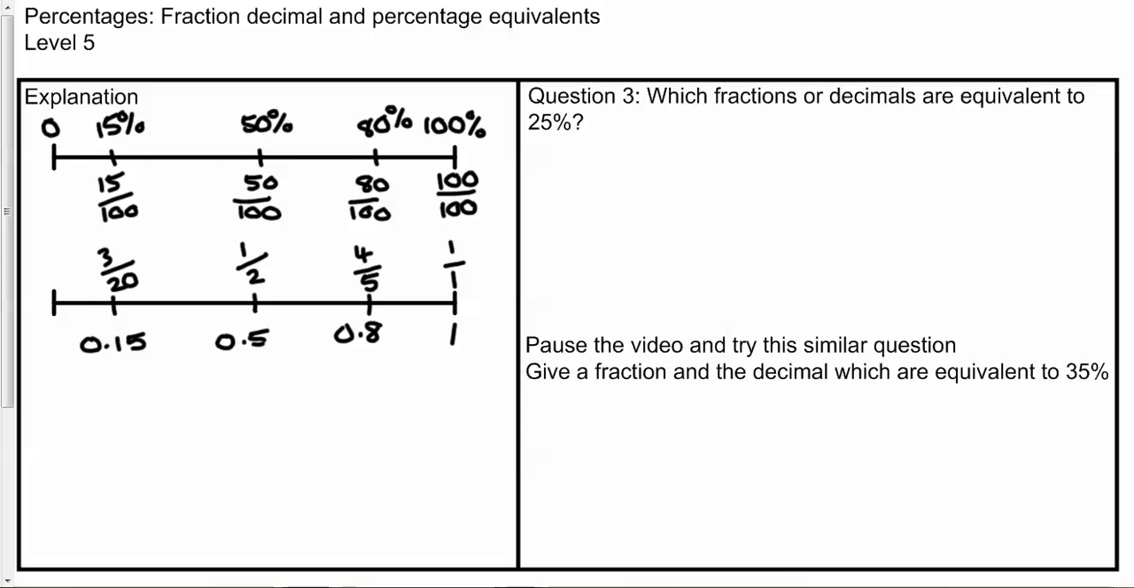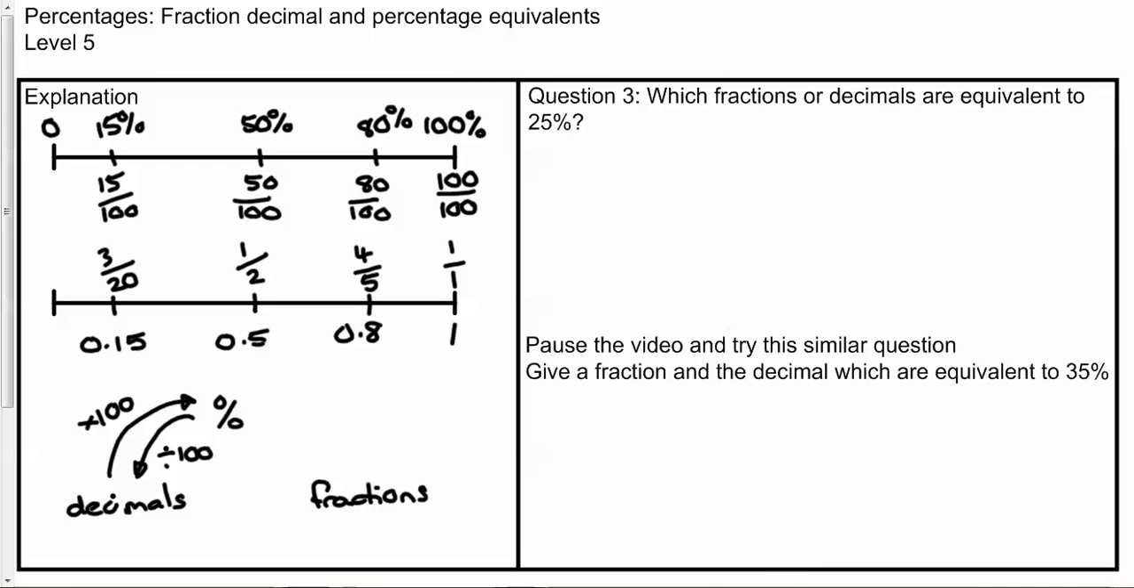So just as a recap, if we've got percentages, if we've got fractions, and if we've got decimals, then to go from percentages to decimals, we can divide by 100, which means to go back the other way, you times by 100. To go from percentages to fractions, you need to write it as the percentage out of 100 and then simplify.